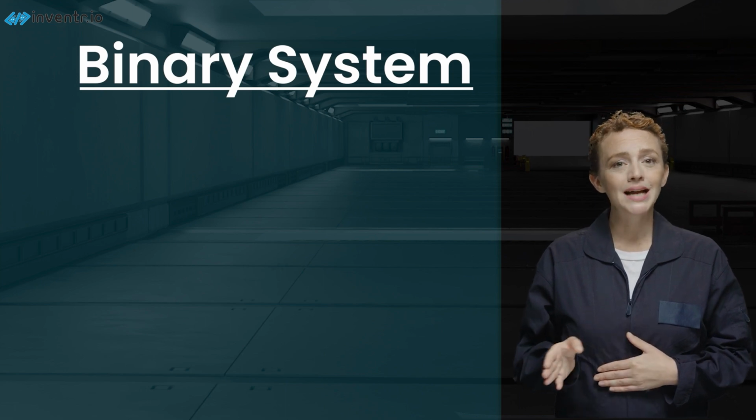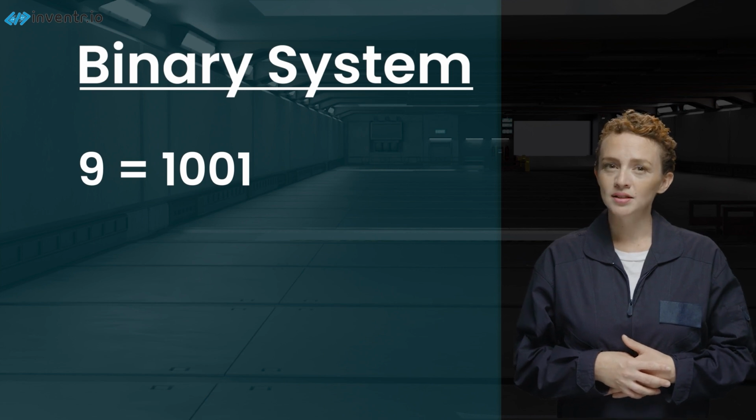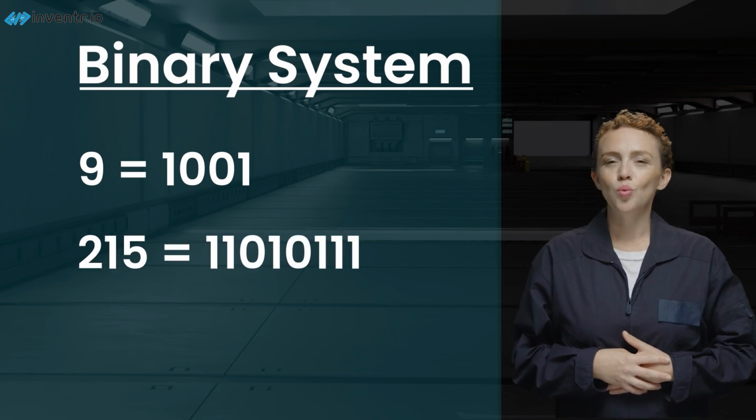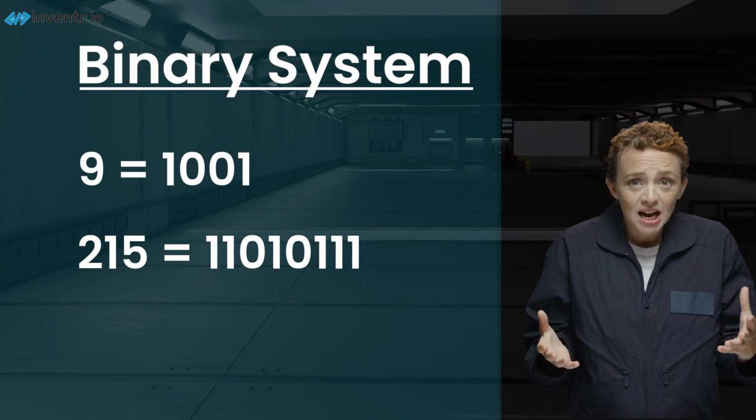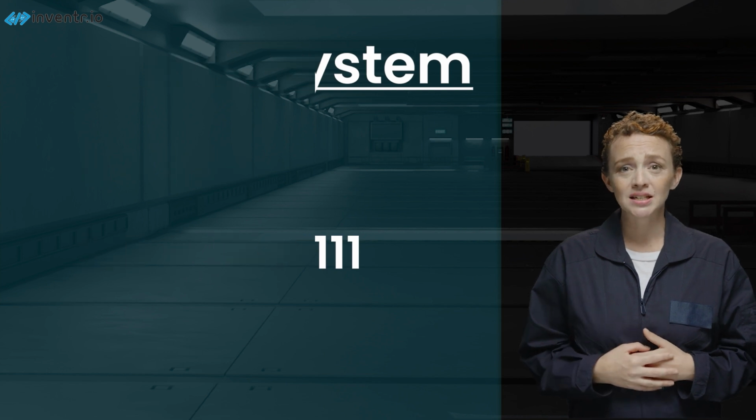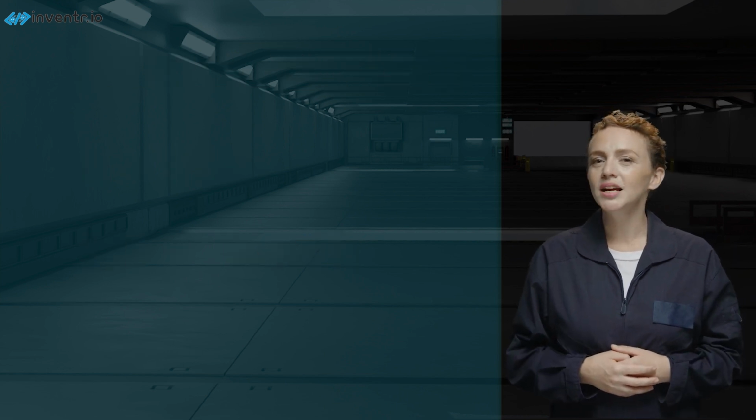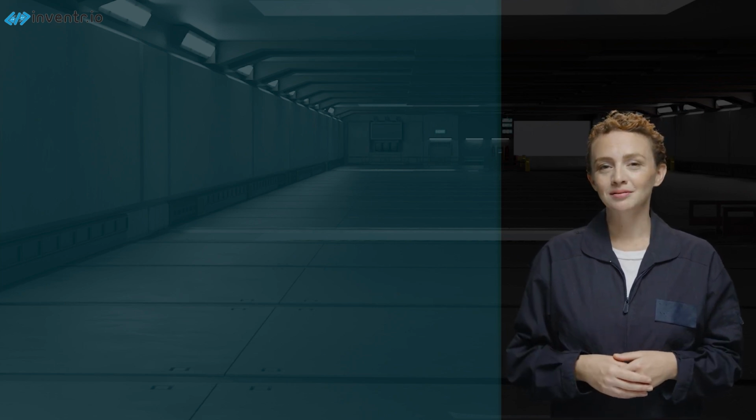In decimal, 9 is just 9. 9 in binary is 1001. 215 is 11010111. I mean, what? I may be an AI, but even I can see how this can quickly become hard to read. If there was a system that was more like the decimal system, more symbols, less repetition, we'd have less headaches. And there is.